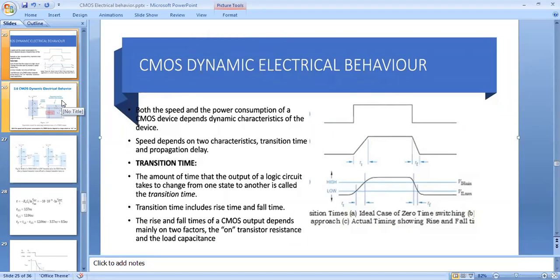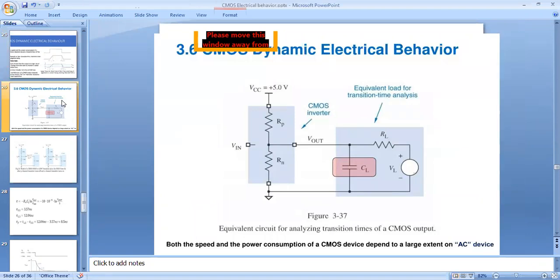Take a notebook and pen. Here our aim is calculation of transition time. So to calculate transition time, we must calculate rise time and fall time. Draw the equivalent circuit.